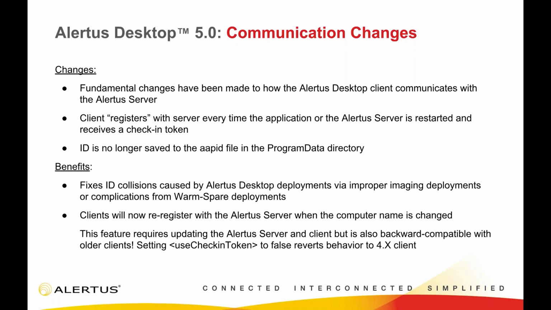So this is essentially a new feature that affects all our clients when upgrading. It does require the new Alertus desktop client for Windows and the new Alertus server, but is backwards compatible with older clients to use the old method. So if you want to go back to the old method for some reason, which would probably be dictated through a conversation with Alertus support in most cases, there's a variable called use checking token that can revert the behavior back to the old 4.x or earlier client.